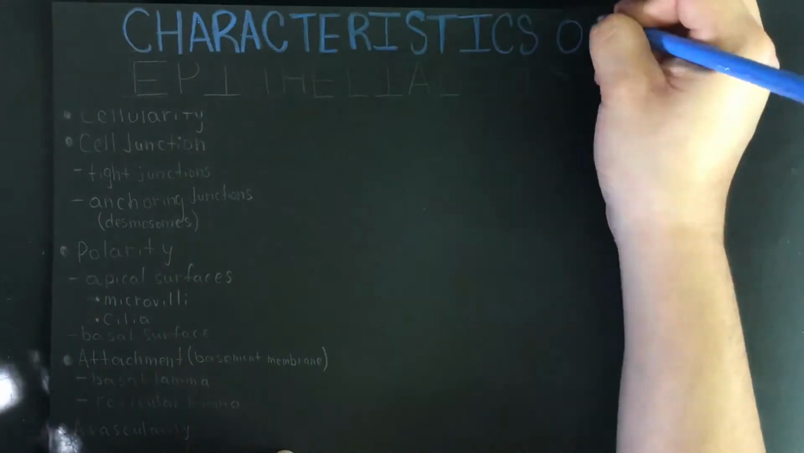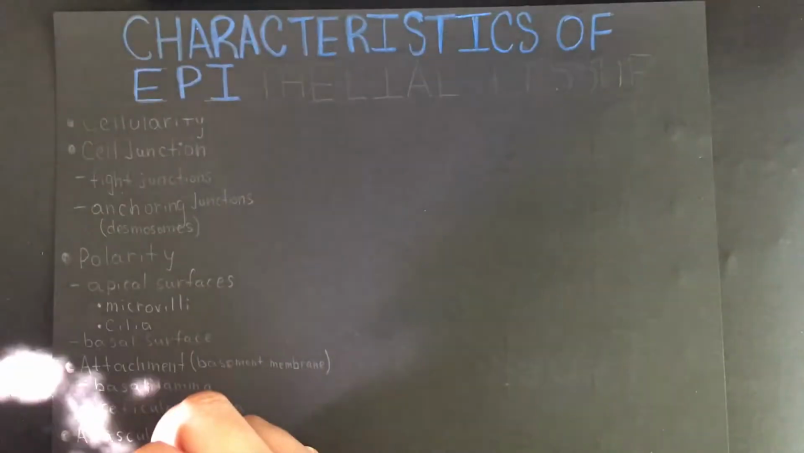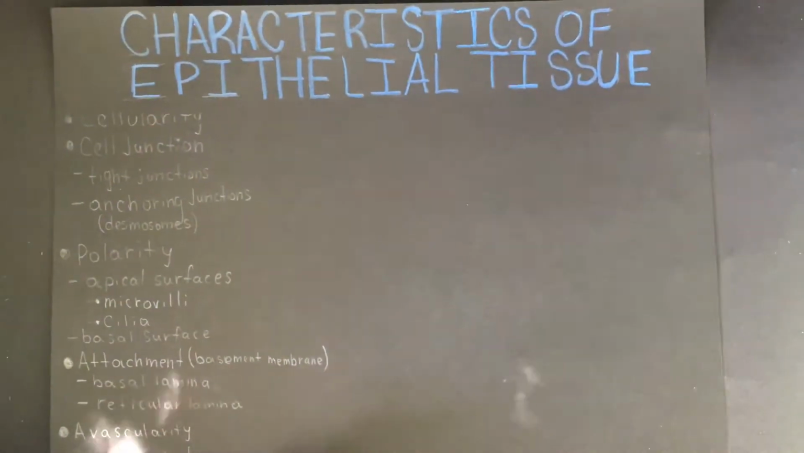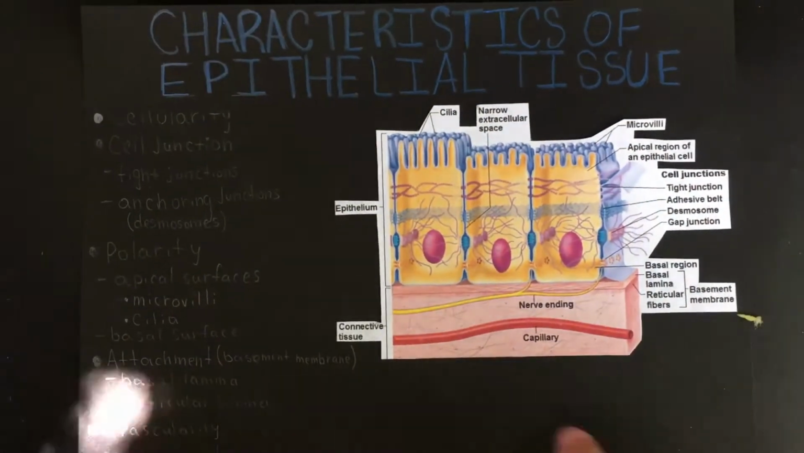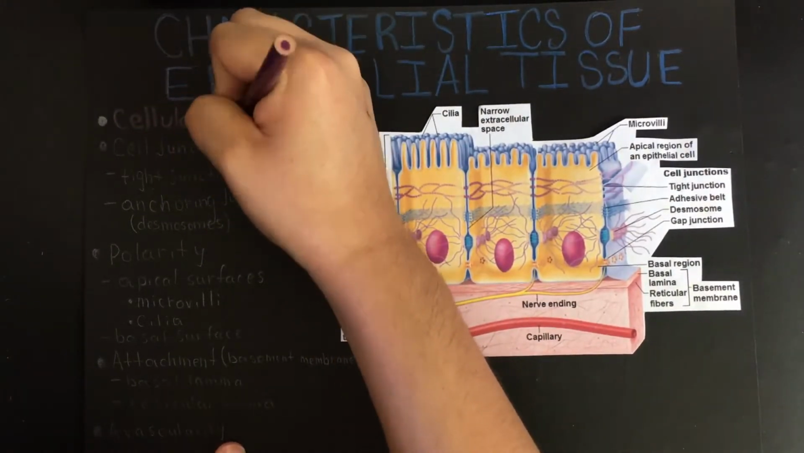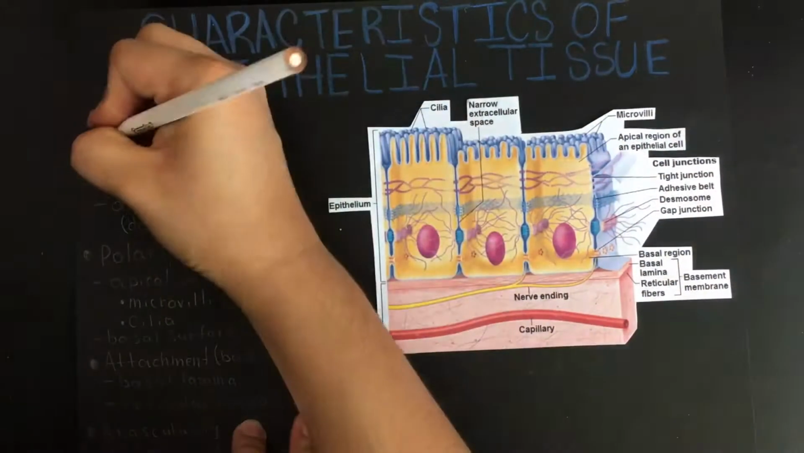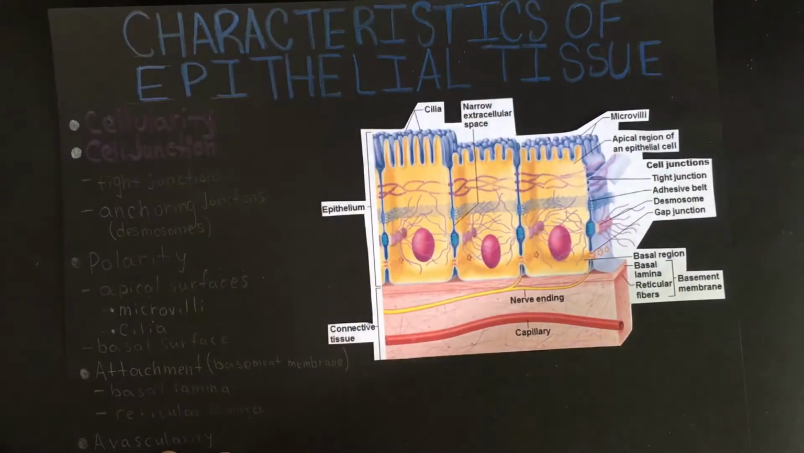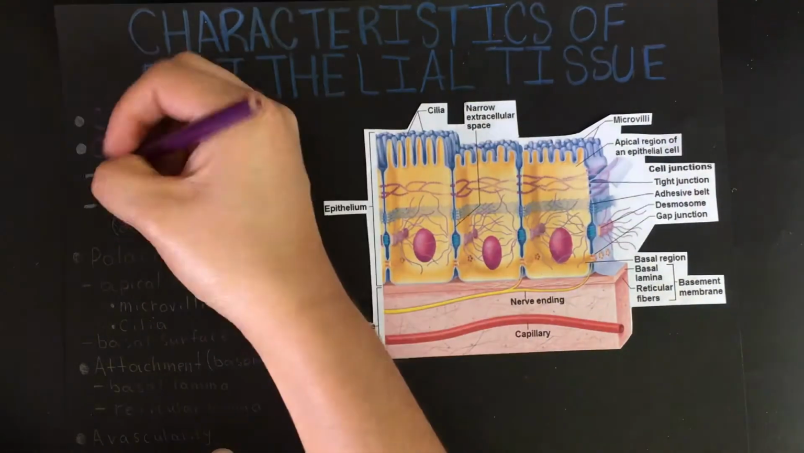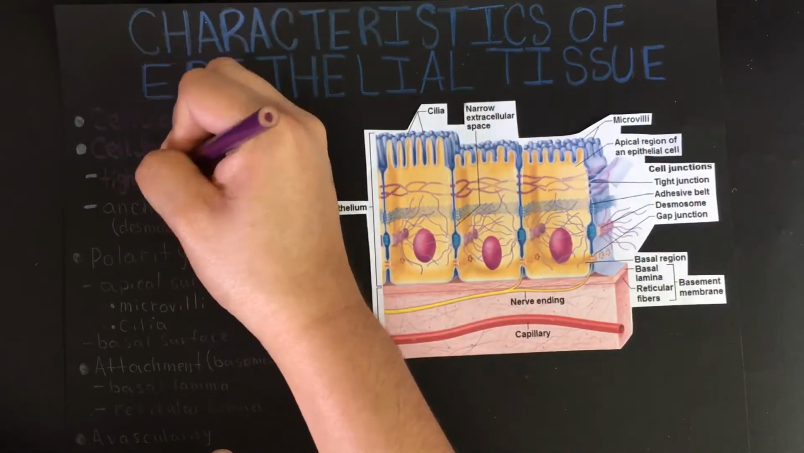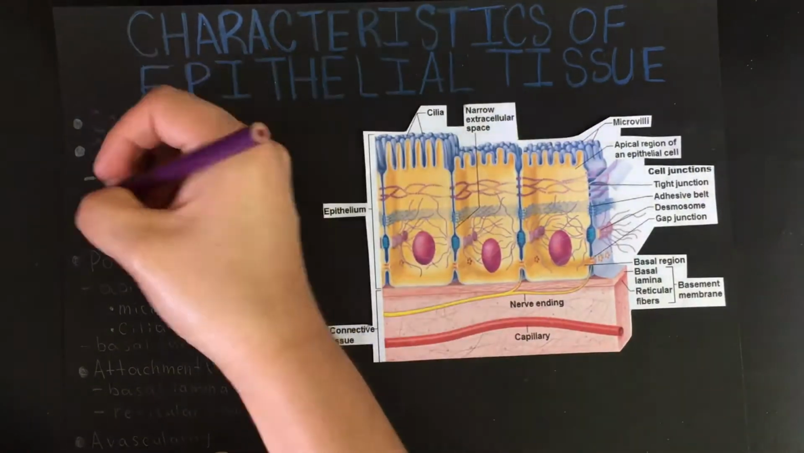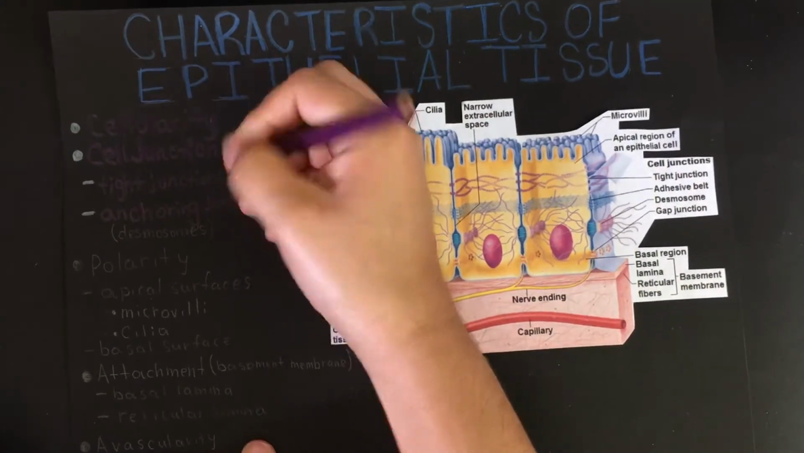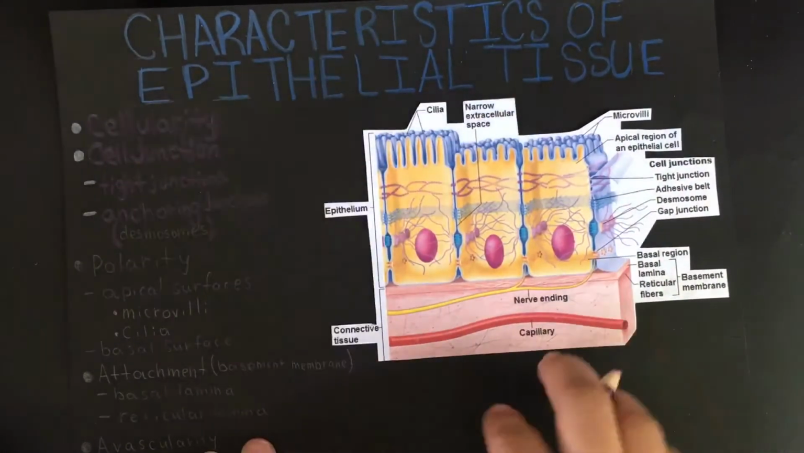Characteristics of epithelial tissue. Cellularity: it is almost entirely made of cells. Cell junctions are places where they are connected to each other. Tight junctions form a waterproof barrier and connect cells together. Anchoring junctions, desmosomes, form a really strong connection between the cells.